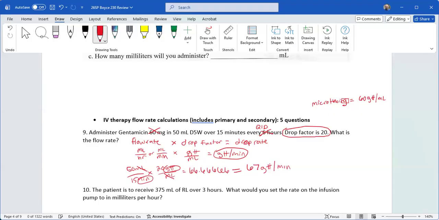We can't give somebody a partial drop. You can give somebody a tenth of a milliliter. That's not a problem. We have syringes for that. But you can't give somebody a partial drop. They either get the drop or they don't get the drop. Good question. Any other questions?